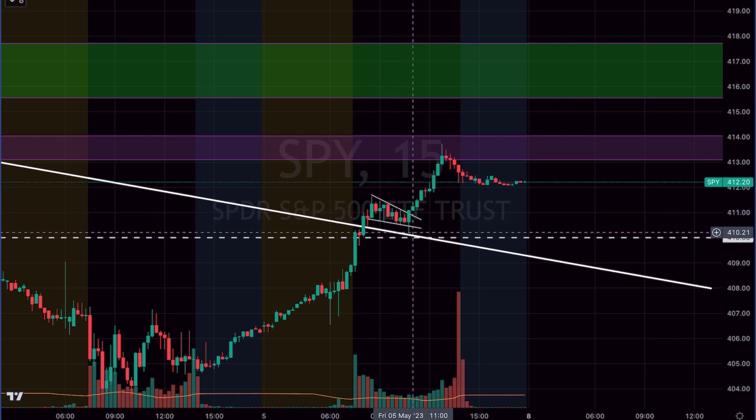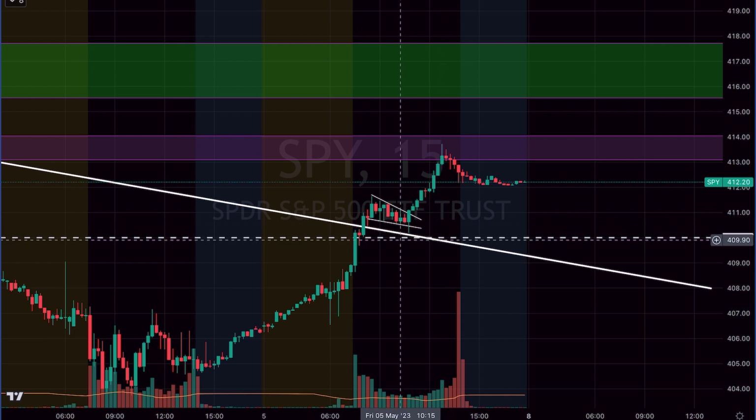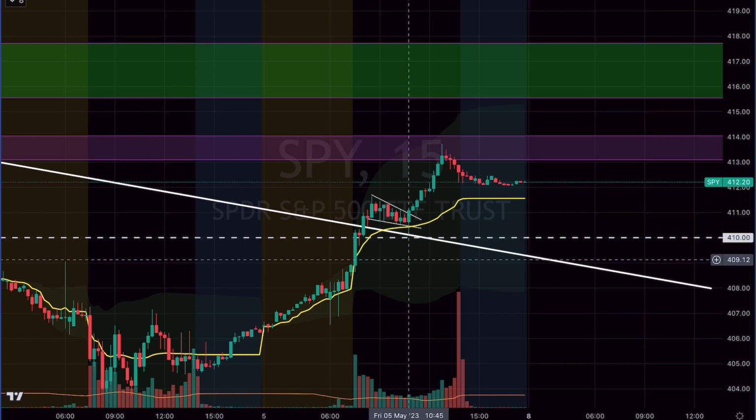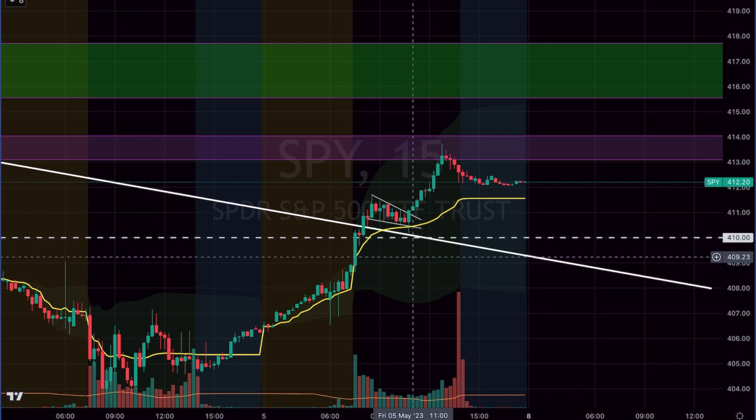And then preferably you would like to see these off of a key level, right? So here we have the 410 level, which was support. We have this resistance trend line, which is a very strong trend line. And then we also had the VWAP, which is the volume weighted average price, right? Just basically the price smoothed out into one line based off of value.